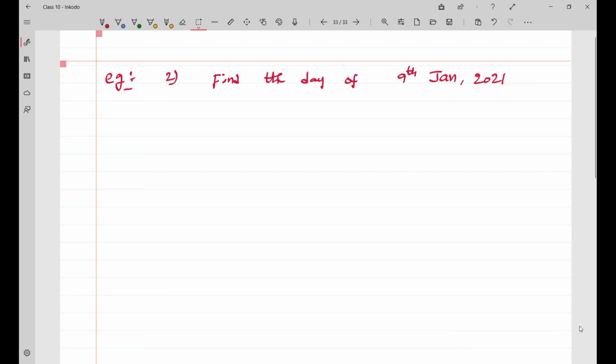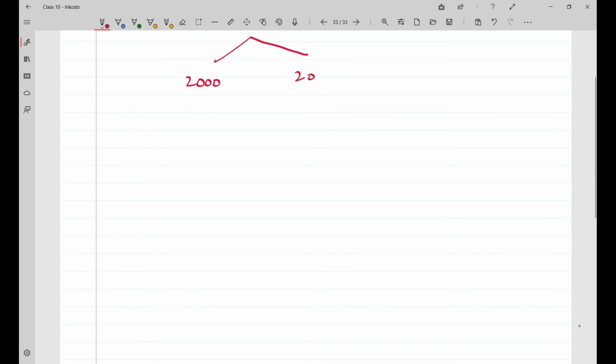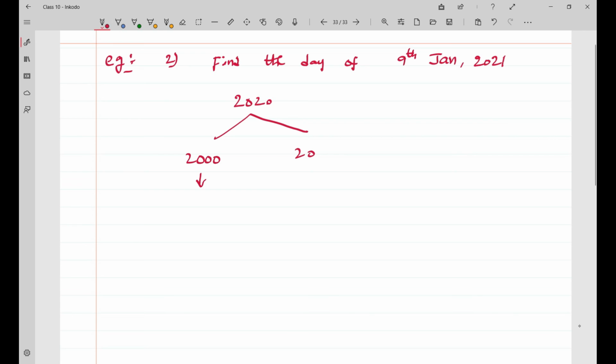Now let's see one more example. Find the day of 9th Jan 2021. Firstly we'll find out the odd days till 2020 only, because the 21st year is running. So let's find out odd days till 2020. Now 2020 can be written as, according to century year, 2000 plus 20. 2000 is exactly divisible by 400, so odd days in 2000 equals 0.